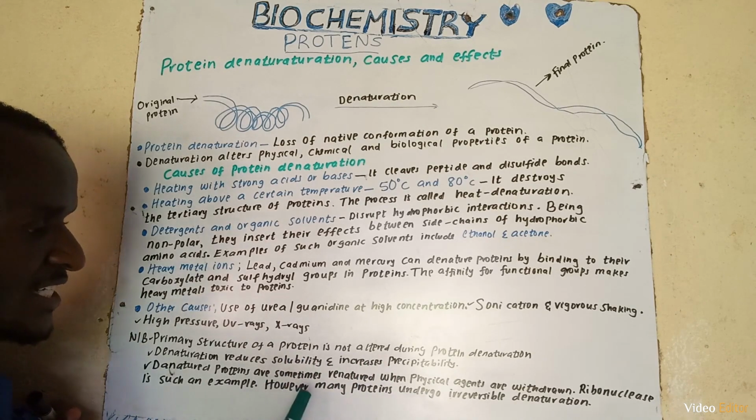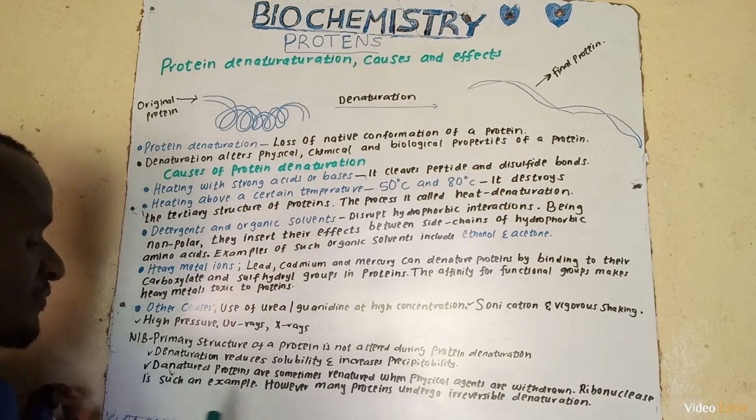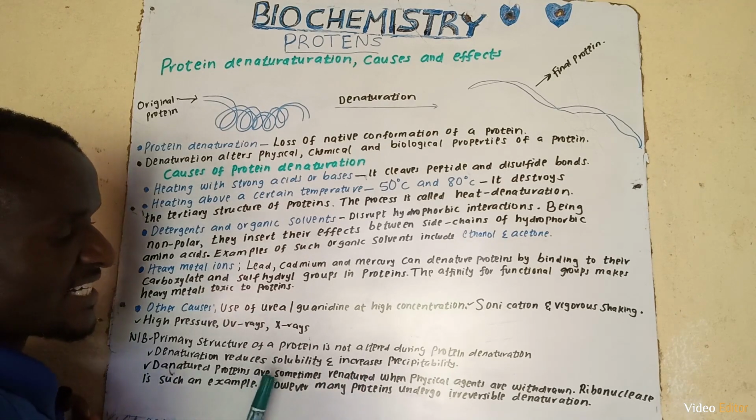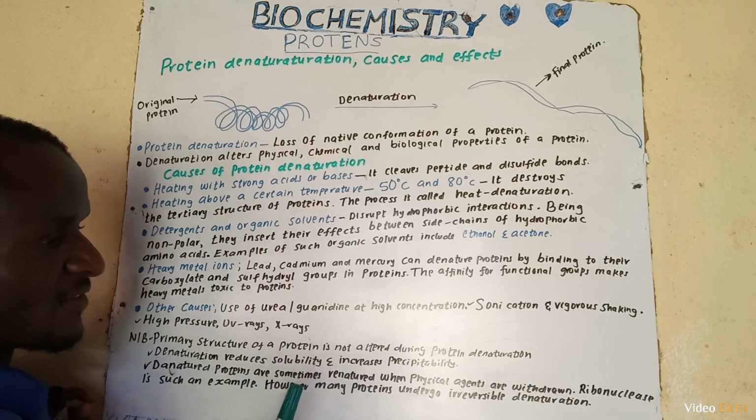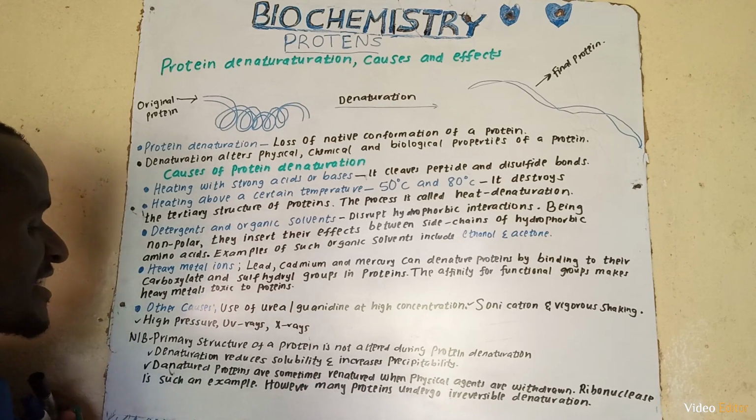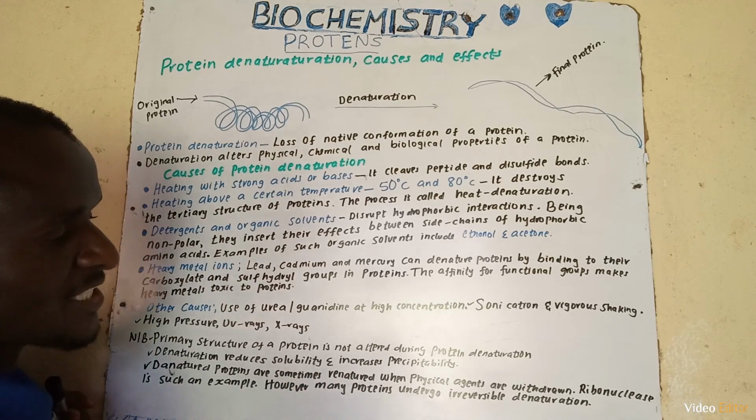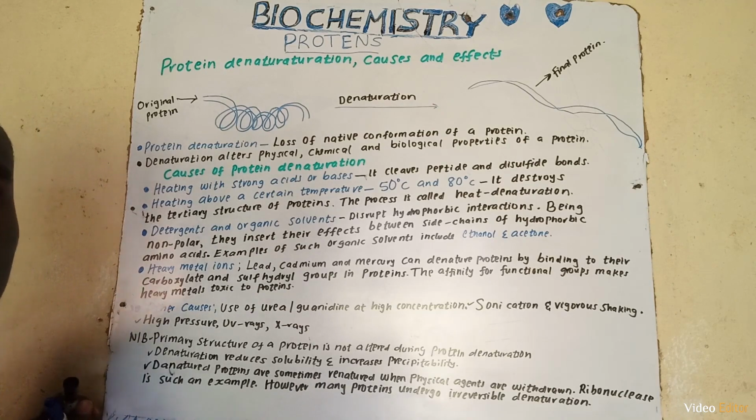Denaturation reduces solubility and increases precipitability. Denatured proteins are sometimes renatured when physical agents are withdrawn. Ribonuclease is such an example. However, many proteins undergo irreversible denaturation.